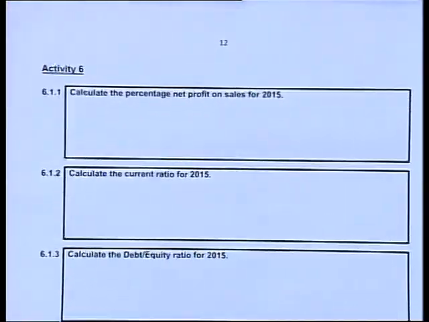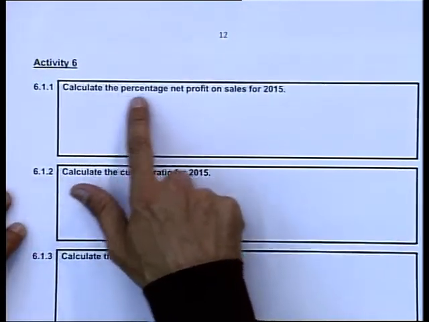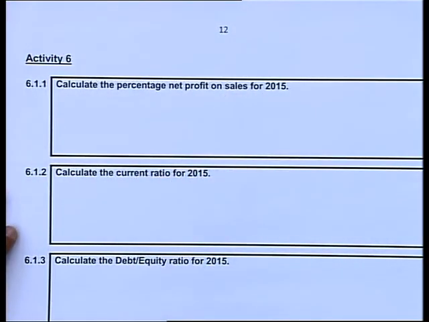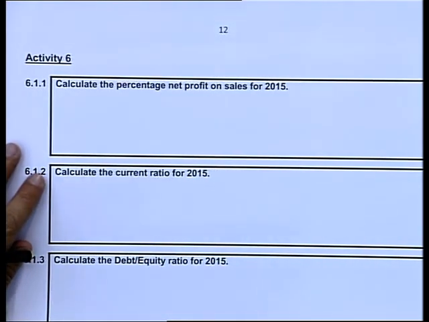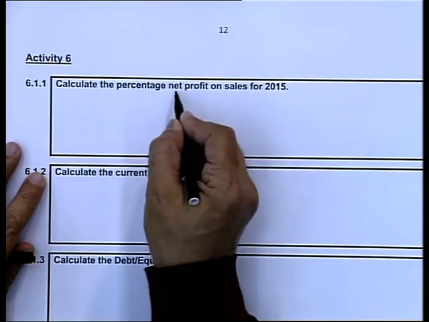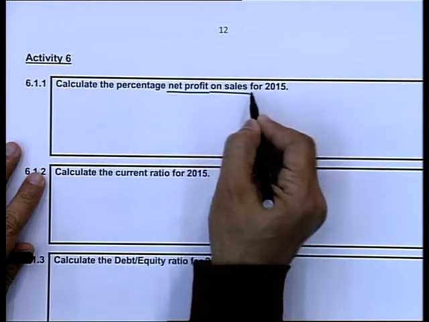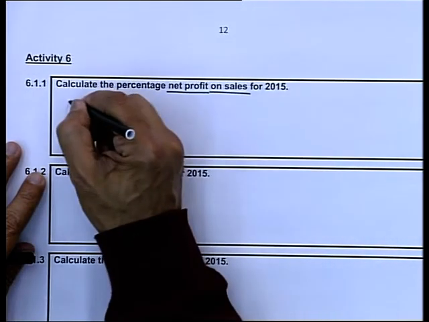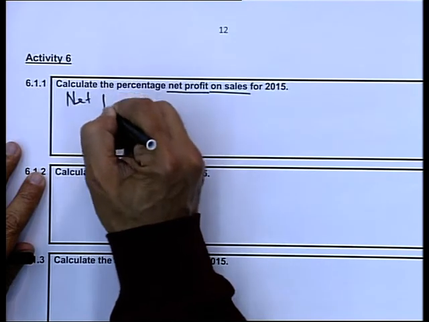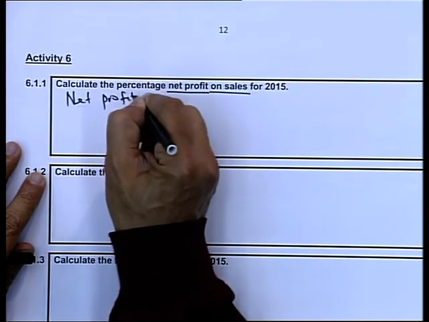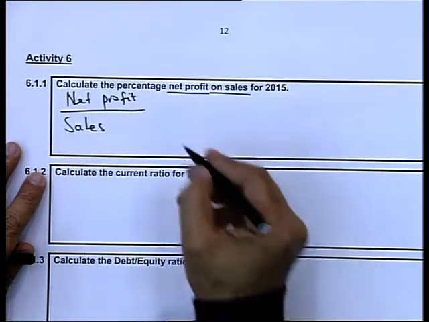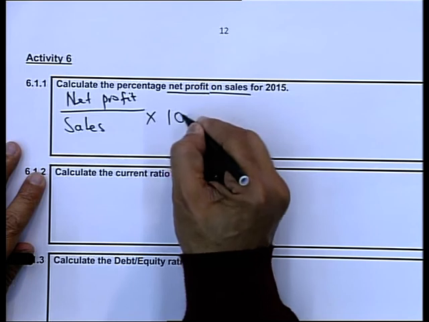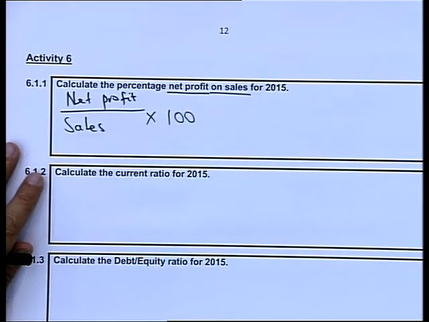That's the answer book. Okay. So again, calculate the percentage net profit on sales. First of all, we need to know what the formula is for the financial indicator. But it clearly says net profit on sales. So it's the net profit for the year over your sales, and then you multiply with 100 to get the answer in percentage.